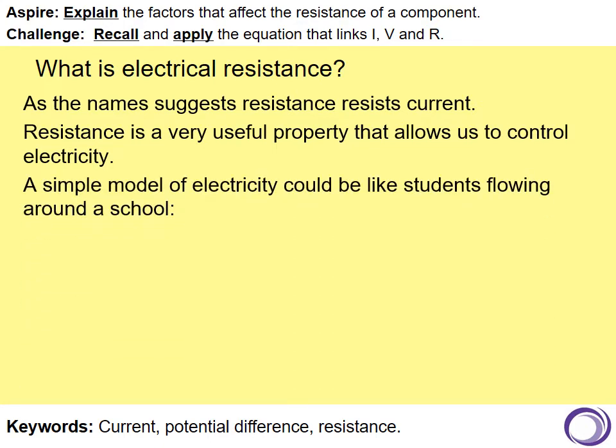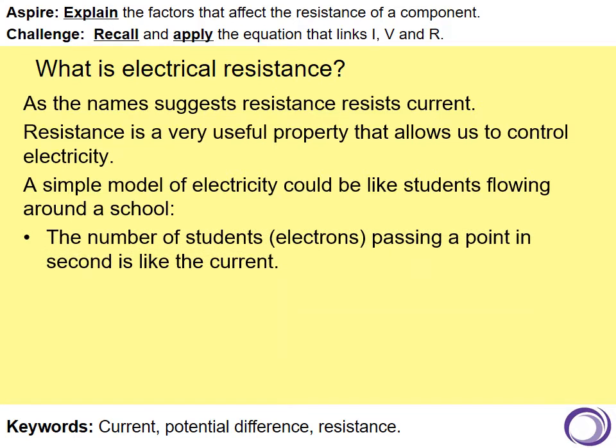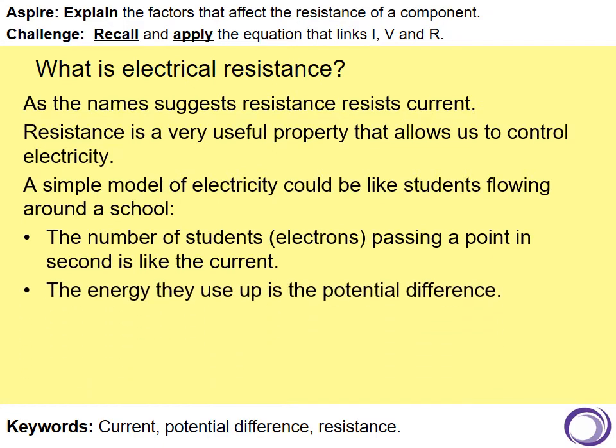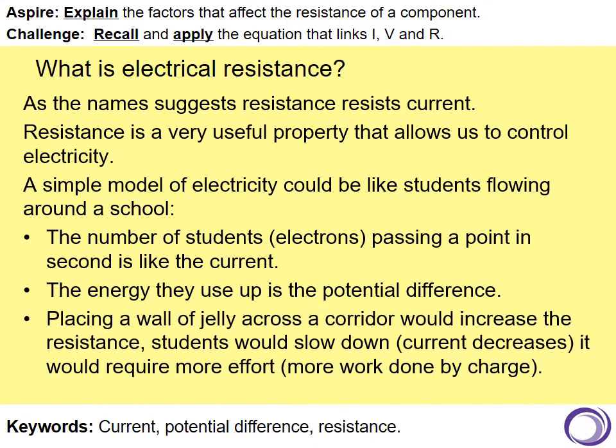A simple model of electricity could be like students flowing around a school, where a number of students, representing the electrons, passing a point in a particular time in the school is like the current. So a lot of students passing one point is a high current. One or two students passing one point is a low current. The energy they use up in the passing of this point is the potential difference.